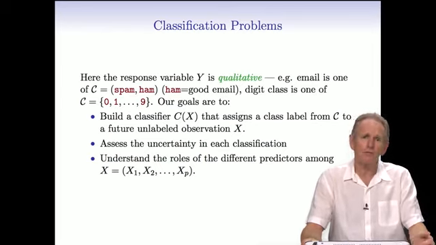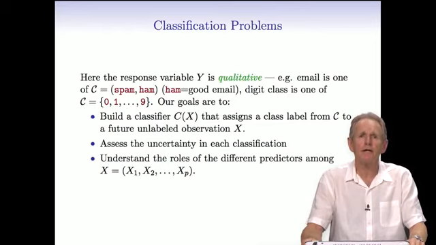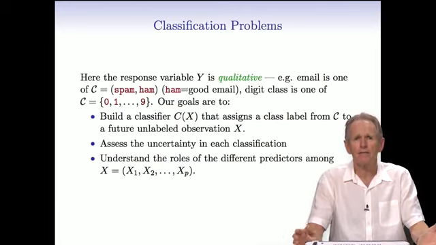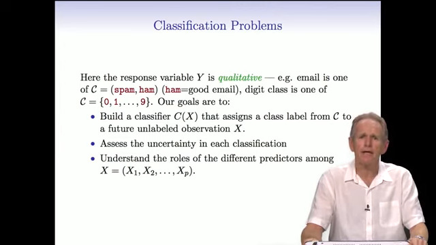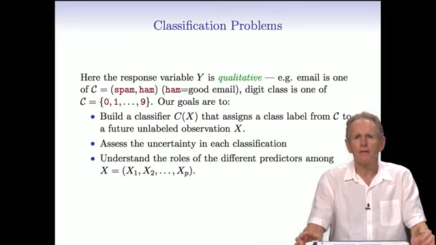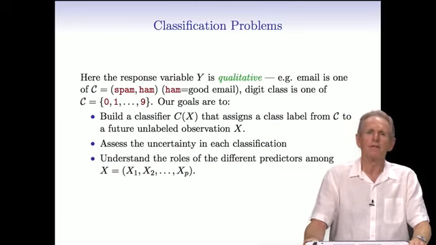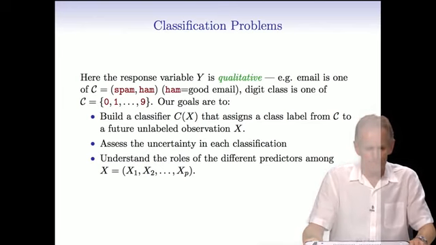Here our goal is to build a classifier, which we might call C of X, that assigns a class label from our set C to a future unlabeled observation X, where X is the feature vector. We'd also like to assess the uncertainty in each classification. And we'd also like to understand the roles of the different predictors amongst the X's in producing that classifier. And so we're going to see how we do that in the next number of slides.